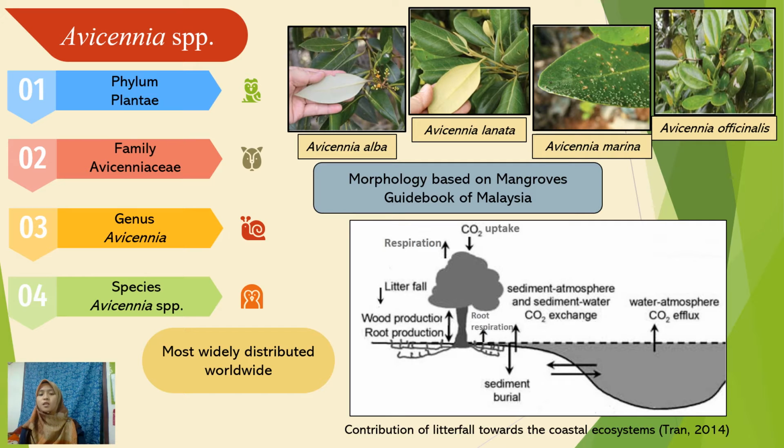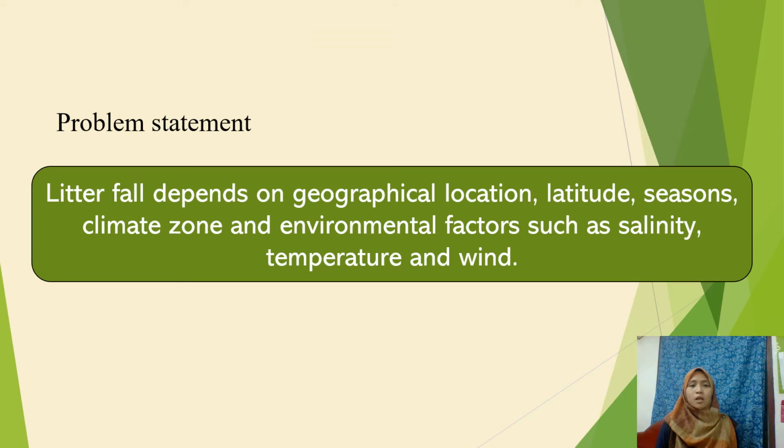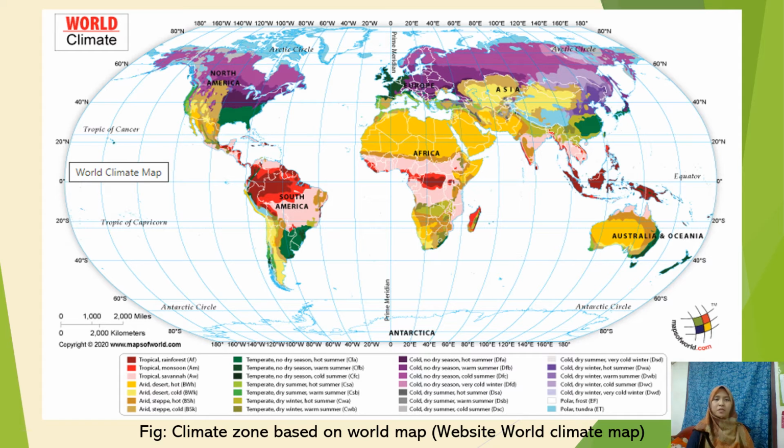This species is the most widely distributed worldwide, and this is the mechanism of how litter contributes nutrients to the coastal environment. My problem statement is that litter depends on geographical location, latitude, seasons, climate zone, and environmental factors such as salinity, temperature, and wind.